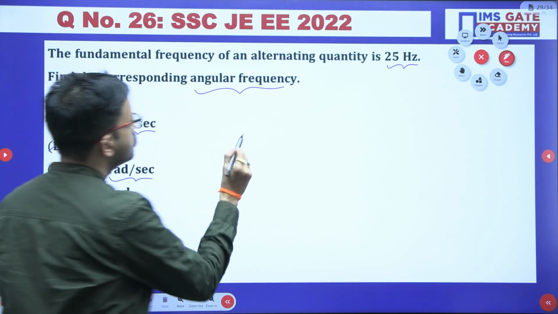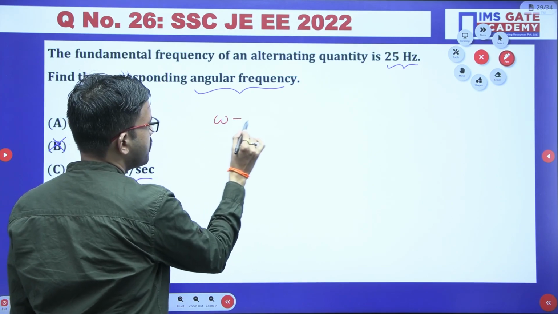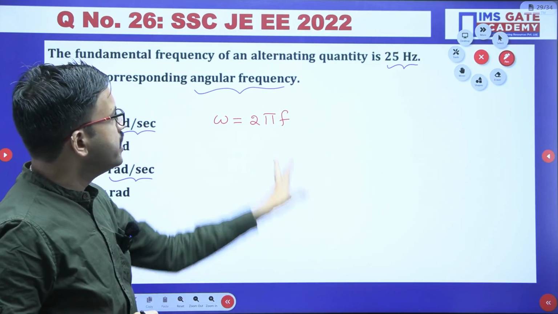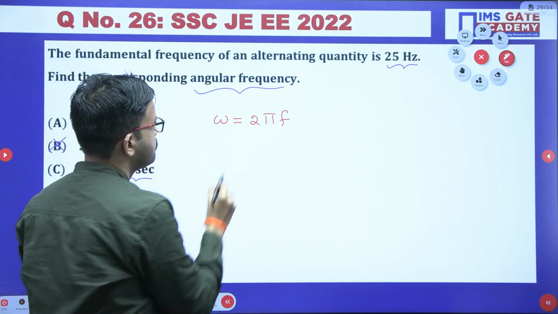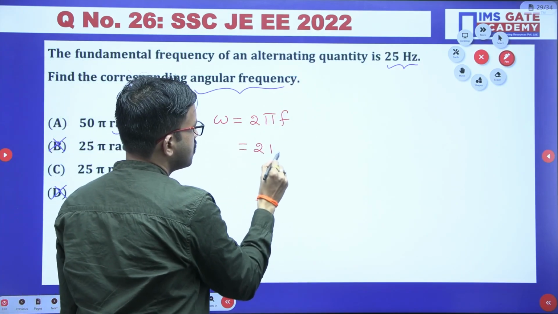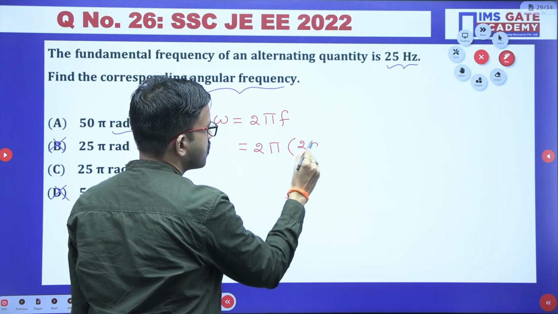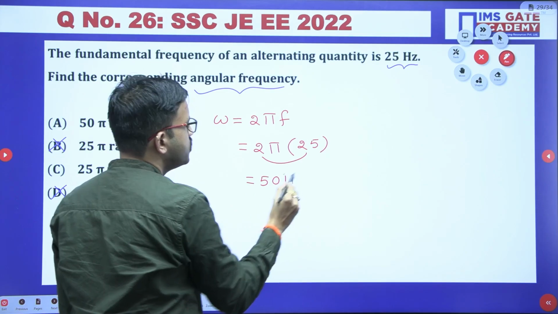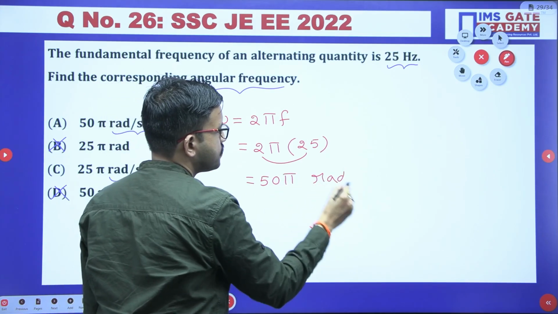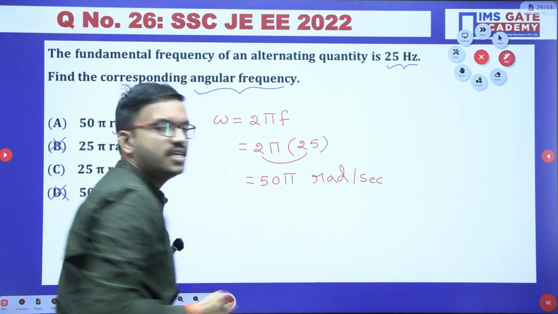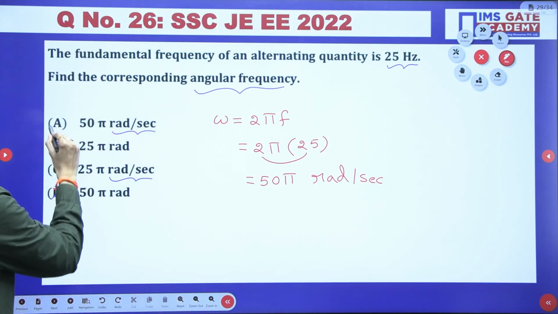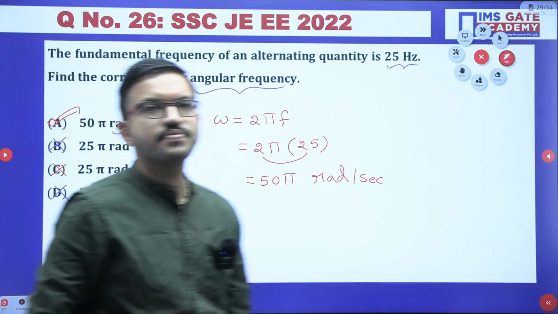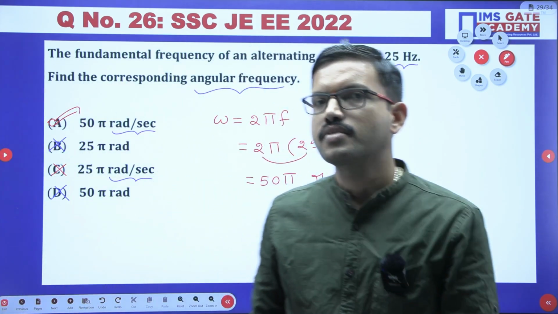Now I am using the standard formula regarding omega. That is nothing but 2 pi f. And here they have given frequency as 25. Substitute here: 2 pi into 25. So 50 pi. Units are radian per second. So option A is the correct one. Obviously, we can eliminate option C. Okay, right.